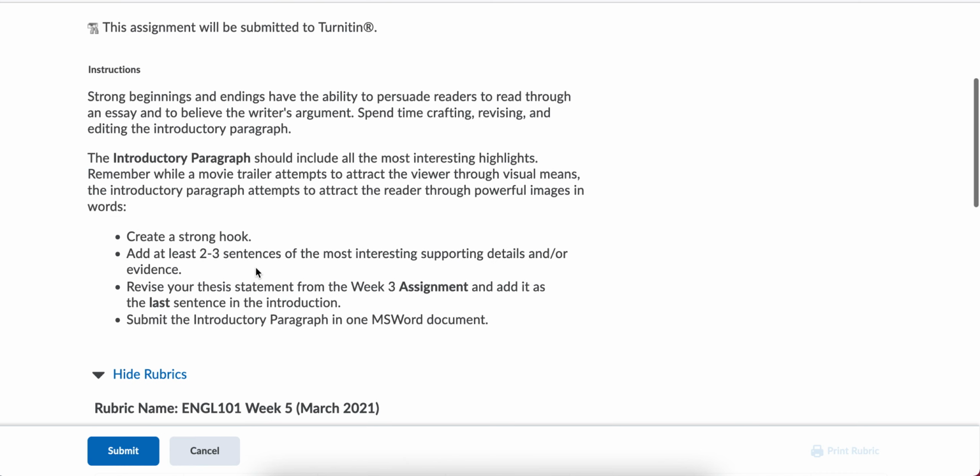So you need to create a strong hook, two to three sentences, and then add the thesis statement. It needs to be the last sentence in the introduction. All right, so basically I want your introduction to be around four to five sentences. Okay, so you have that due today.